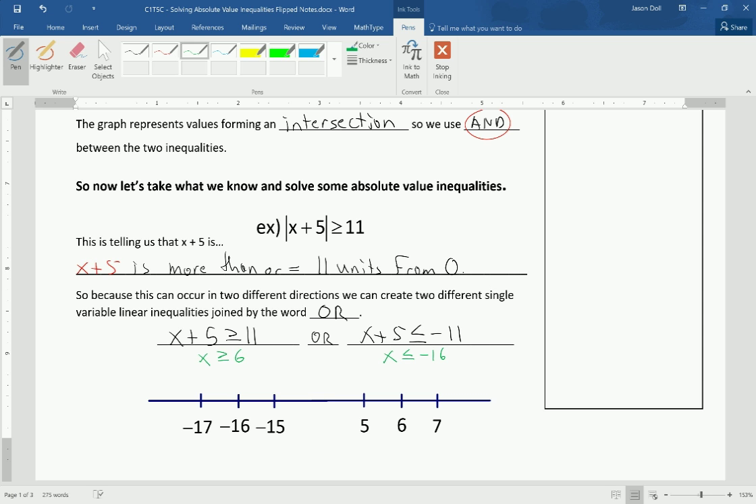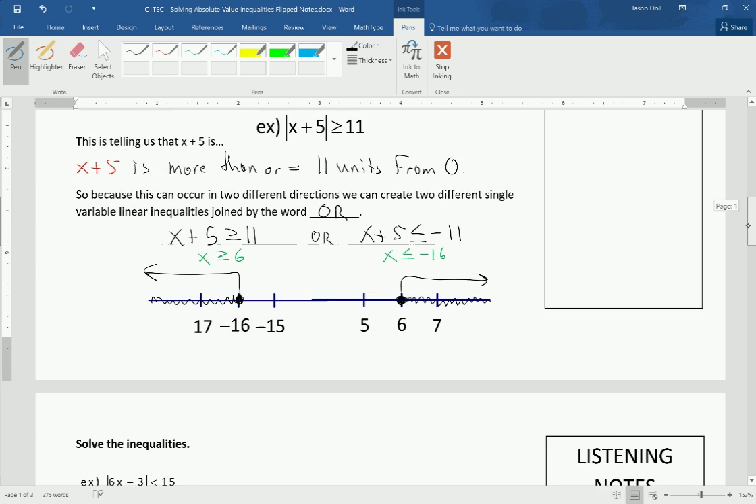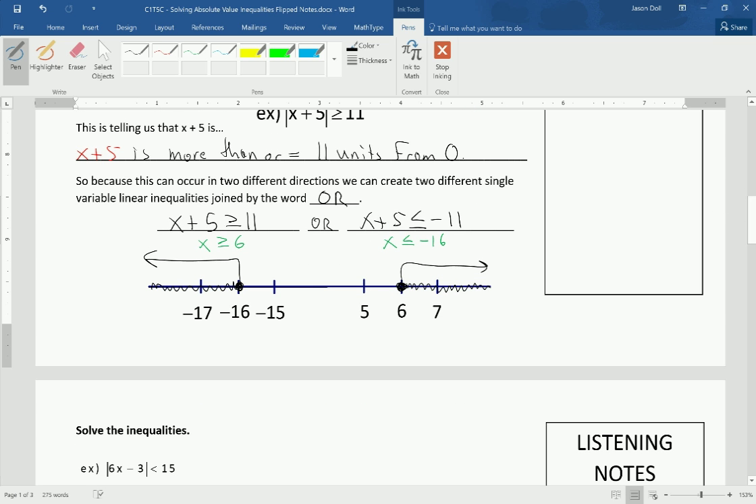You can see down below, I've already set myself up for what we're doing here. I'm going to have a closed circle at 6 because it's equal to, and I'm looking for all the values greater than that. And I'm going to have a closed circle at negative 16, and I'm looking for all the values less than negative 16. Since it's an or, I'm taking the union, which means any number that is 6 or bigger would make this inequality true, and any number negative 16 or smaller would make the inequality true. And that's, again, an important thing.